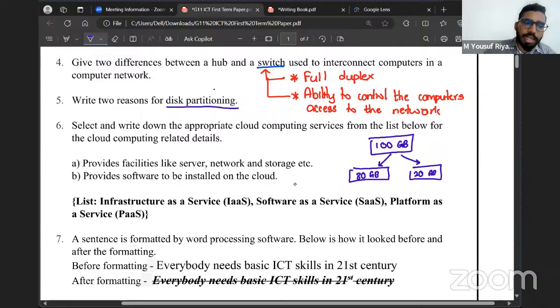Okay, tell me what are the reasons we could do disk partitioning. Let's see if you all know anything. Exactly. One of the main reasons we do this is to install multiple operating systems. What else?